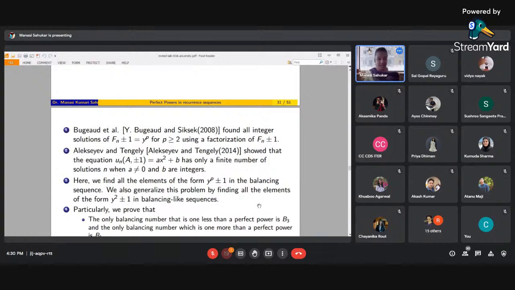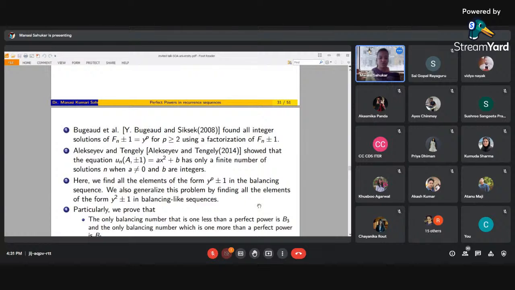And Alekseyev and Tengely also tried some generalization by taking any Lucas sequence with ax square plus b. Does any solution exist or not? We have found that only a finite number of solutions exist. We can't have infinitely many solutions.